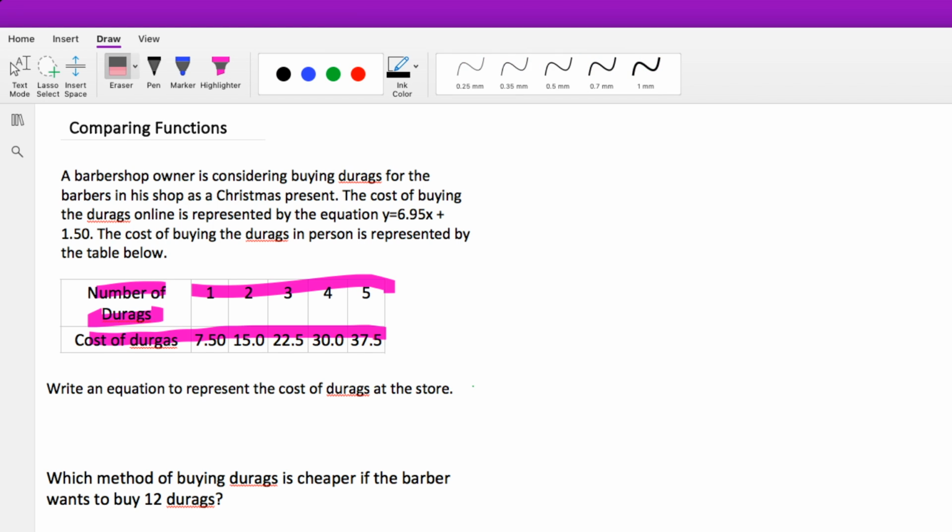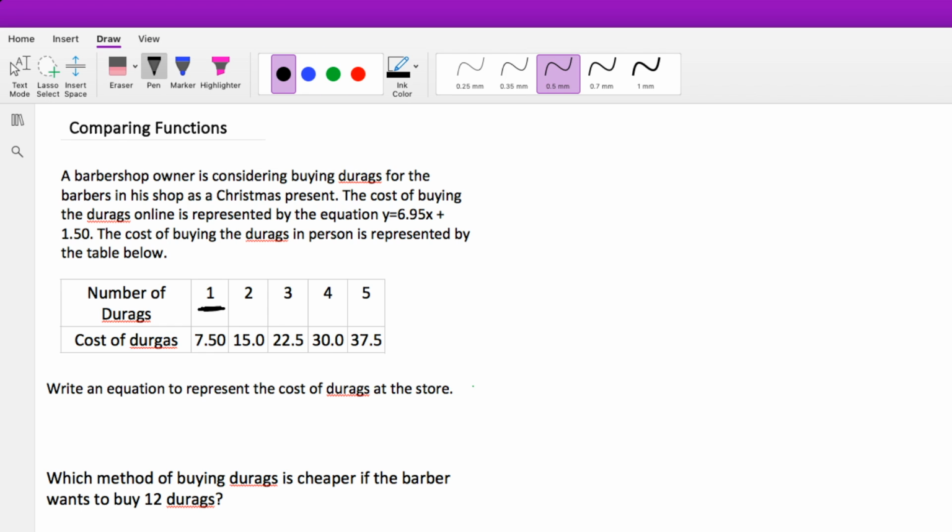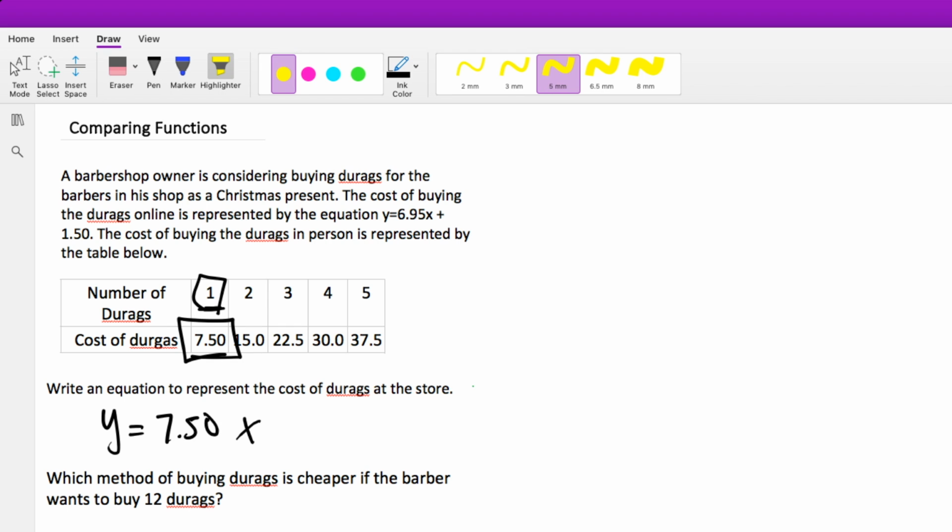Right underneath that, it tells us to write an equation to represent the cost of do-rags at the store. So we want to know the cost per do-rag. So the cost of one do-rag can be represented by y equals 7.50x, because $7.50 is the cost of one do-rag. So that's all we have to do. I'm gonna just highlight that, and we are done with that part of the question.